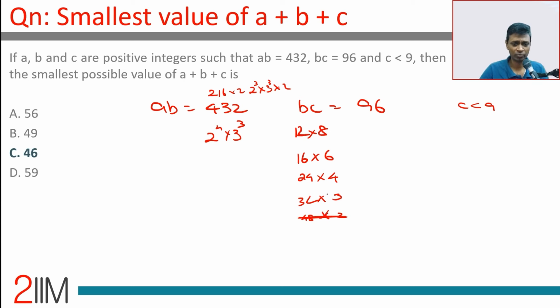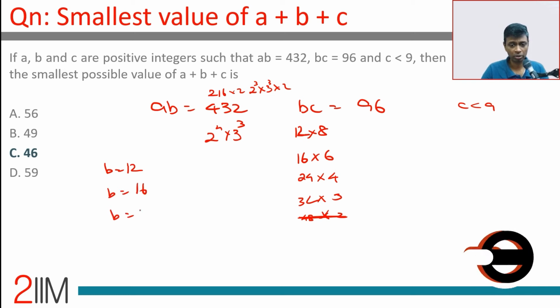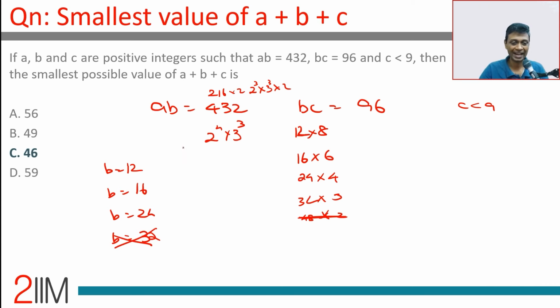And whichever one works. So if B were, let's say B is 12, B is 16, B is 24, B is 32. B cannot even be 32, that is 2 power 5, only 2 power 4 into 3 cube. A, what should A be? B is 2 square into 3. A should be 2 square into 3 square, remaining 36. B is 16, A is 27. B is 24, 2 cube into 3. 2 into 3 square, A should be 18.